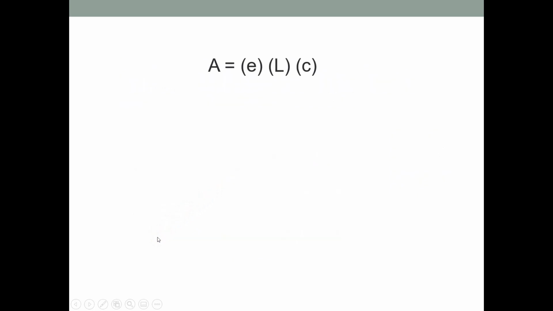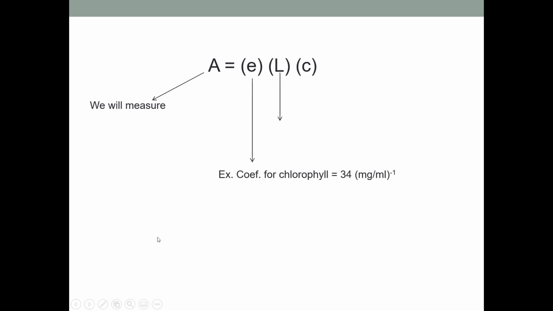So let's take an example of using Beer's equation, or Beer's law, for determining concentration. One of the things we'll do later in the semester when we do photosynthesis experiments is measure the concentration of chlorophyll in a solution. And we'll take that solution of chlorophyll and we'll measure the absorbance. I've looked up for you already the extinction coefficient for chlorophyll, which happens to be 34. The path length for our spectrophotometers is exactly 1 centimeter, which is going to be handy in a minute. And then, of course, we want to know the concentration.